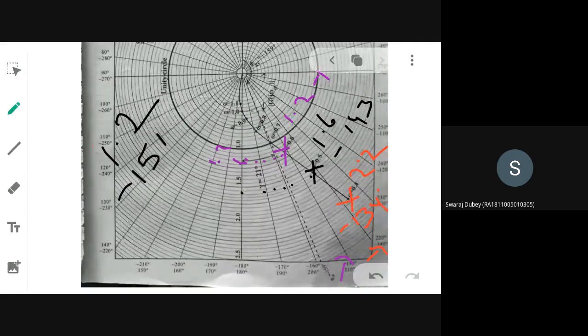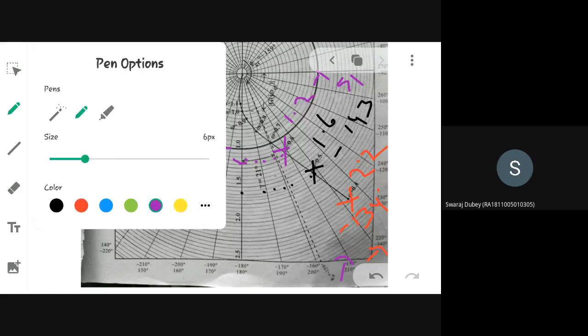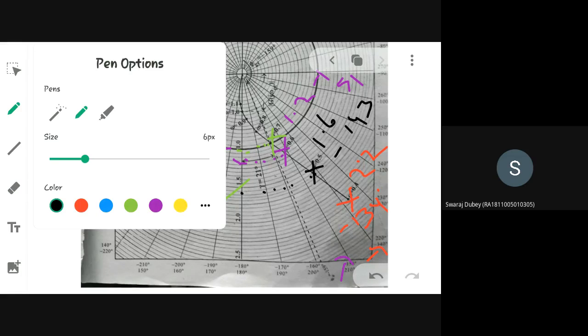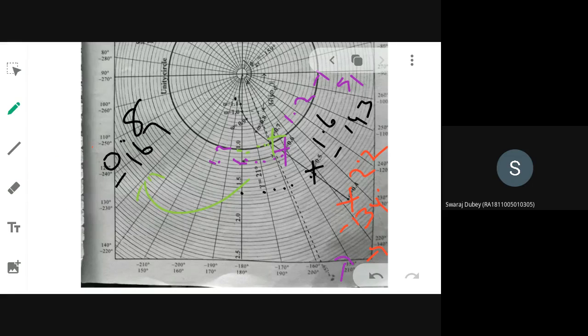What about the other points? 1 and minus 159. So this is my 1. You circle it so that I'll get around 160. So this is the point where I am having 1 and minus 159. Then what is the next point? 0.8 and minus 167. So 160 is here, and in between you will have 167 at some point.